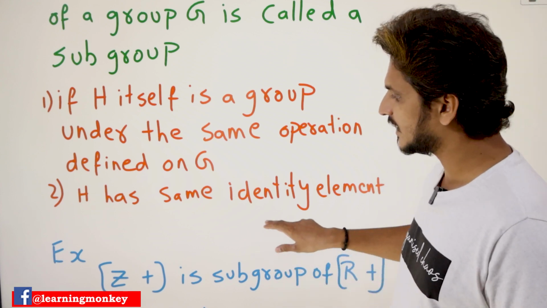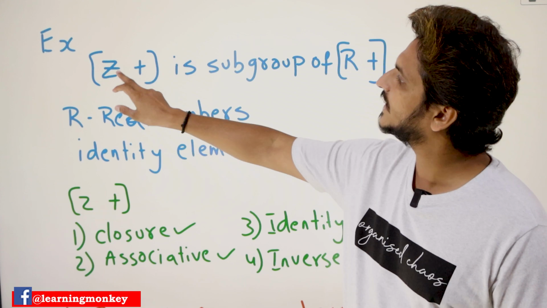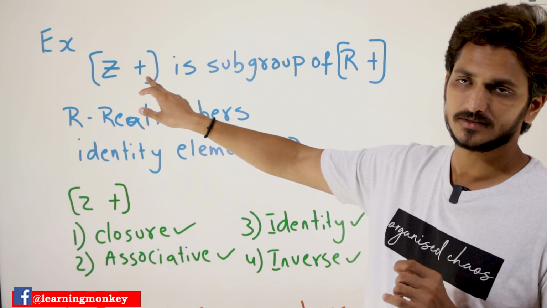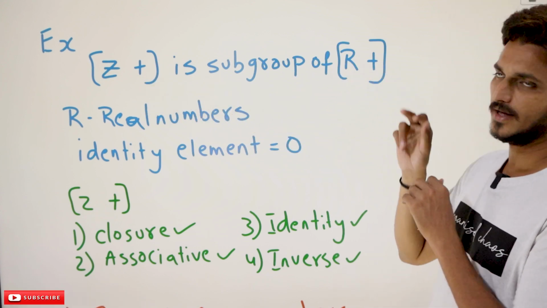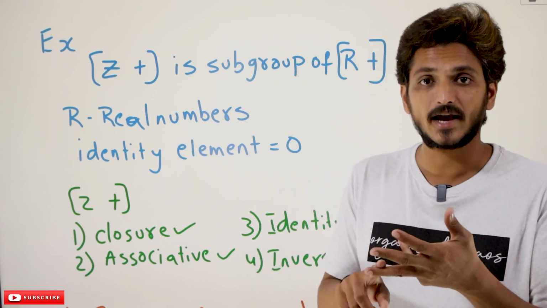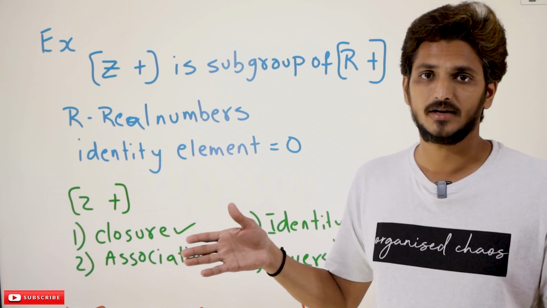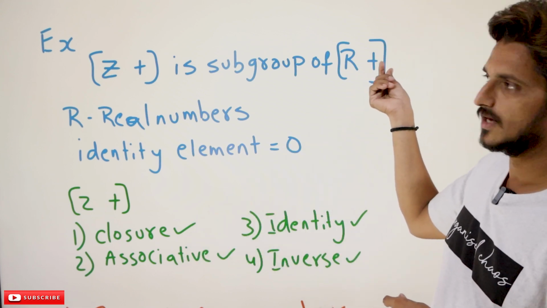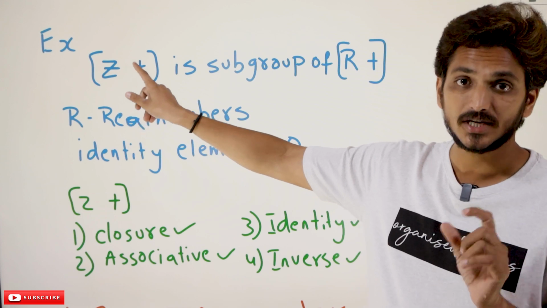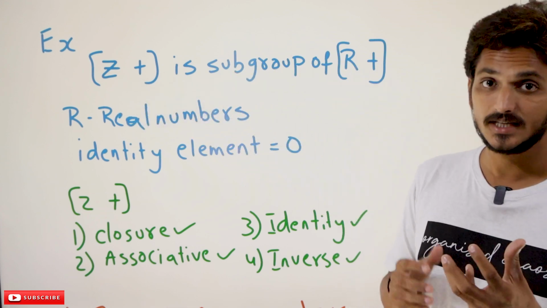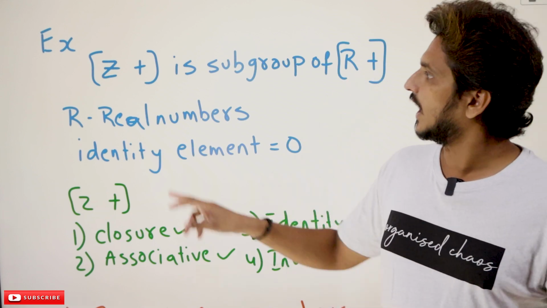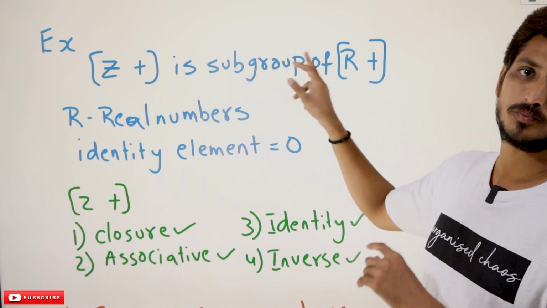Let's take examples and understand. The first example, Z plus. What is the group here? Z. What is the binary operation here? Plus. It is a subgroup of R plus. R means set of real numbers. It contains both integers and fractions, minus infinity to plus infinity. What is the binary operation? Plus. Z means only integer values. Z is a subset of R. Yes, Z is a subset. Z means only integers. R means both integers and fractions. And this Z plus is a subgroup of R plus.